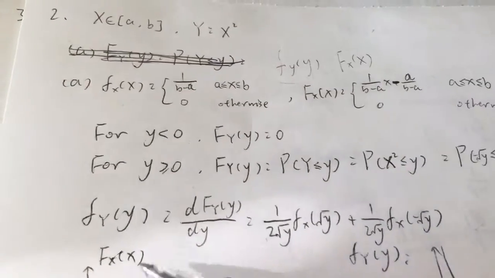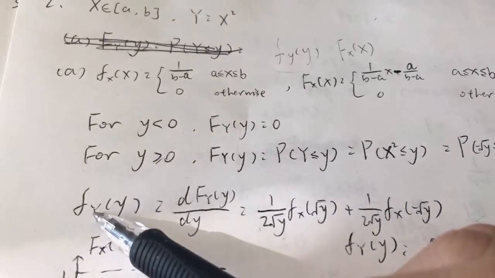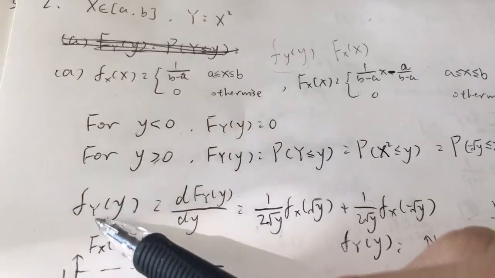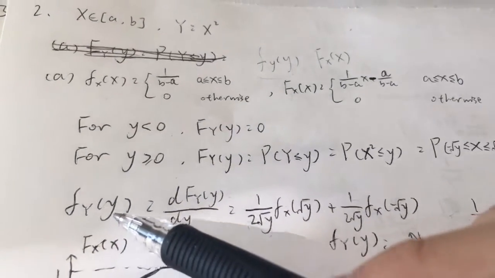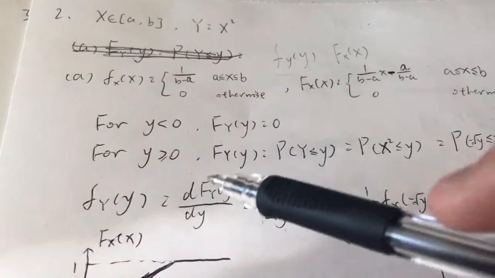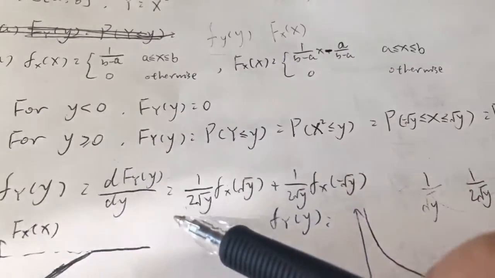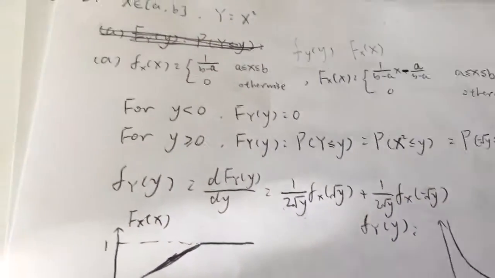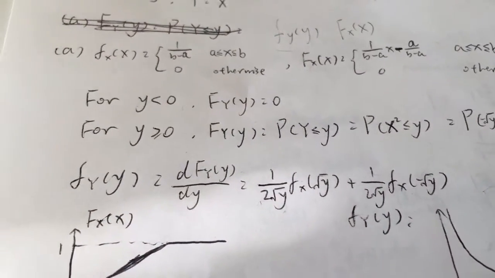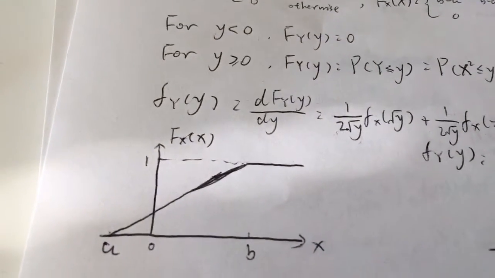So now we can get the density function of y. We just need to use differentiation to calculate it, and we got this. Okay, now we need to draw the picture.